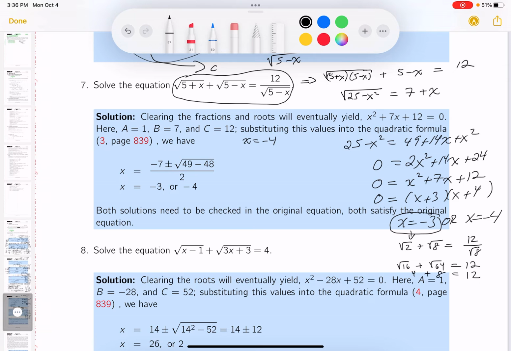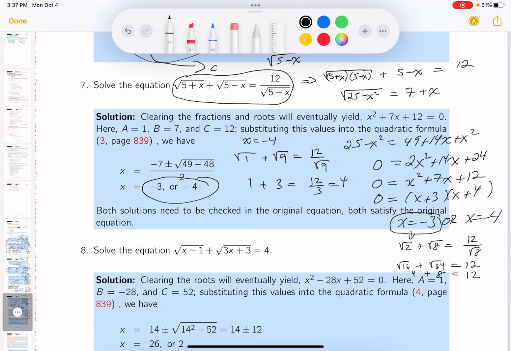In the original statement, what are you going to get? The root of 1, the root of 9 equals 12 over the root of 9. 1 plus 3, 12 over 3. What's 12 over 3? 4. What's 1 plus 3? 4. Both answers work beautifully. All right? And again, I know that's difficult to get through, but we're encouraging that you try.